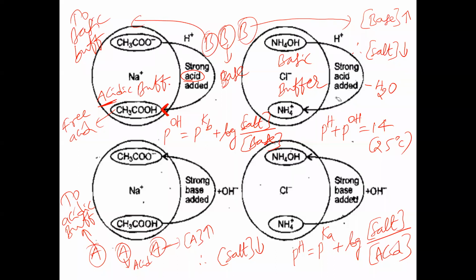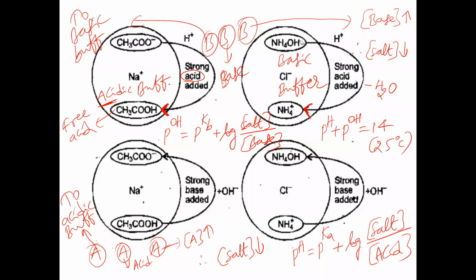So what is forming? Check the head of the arrow mark. The curved arrow has its head towards NH4 plus. So NH4 plus is forming, indicating that the NH4 plus ions, which are nothing but salt ions, are increasing. When NH4 plus ions increase, the salt will increase. So salt concentration increases and base concentration decreases here.